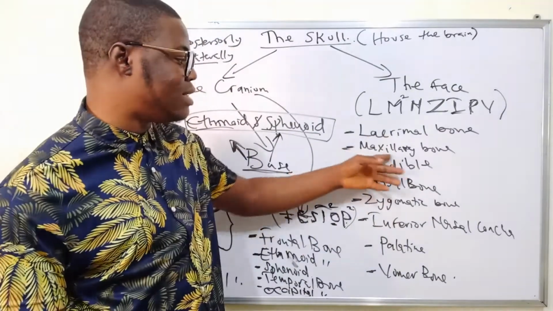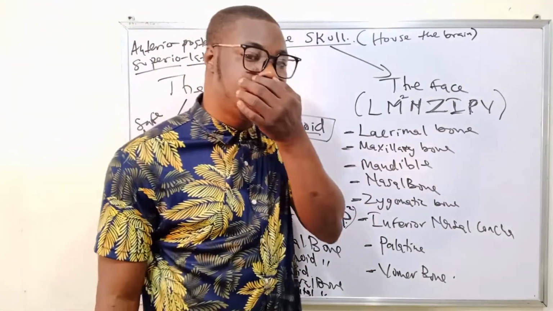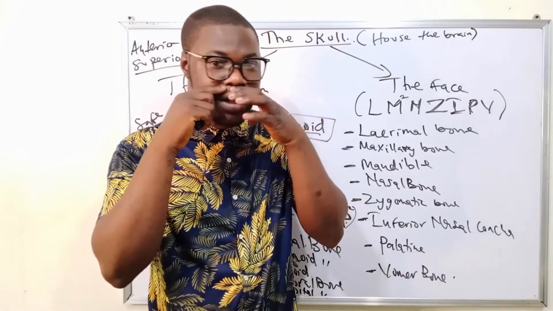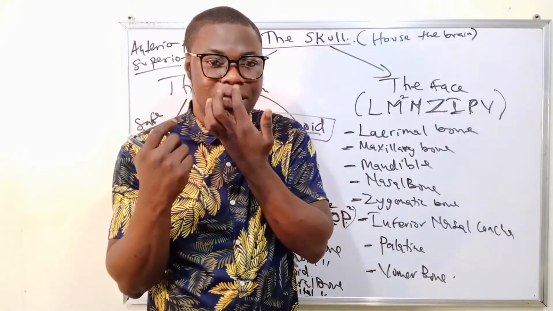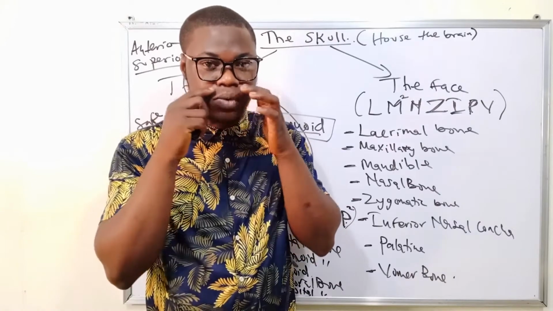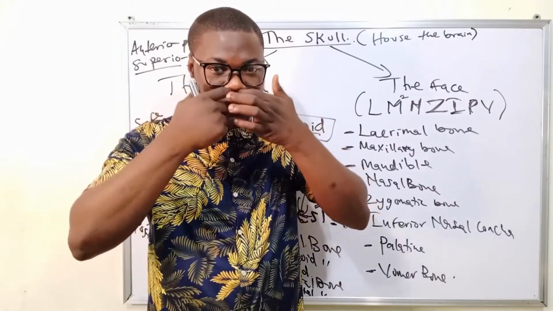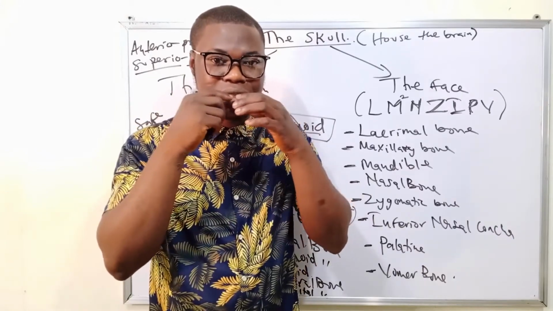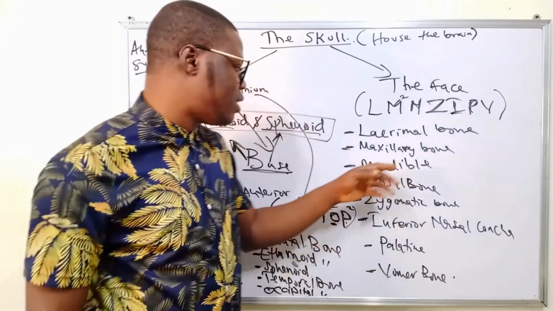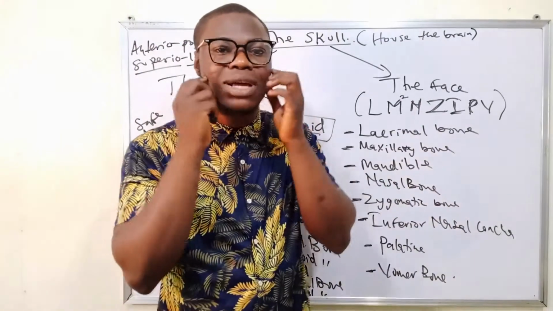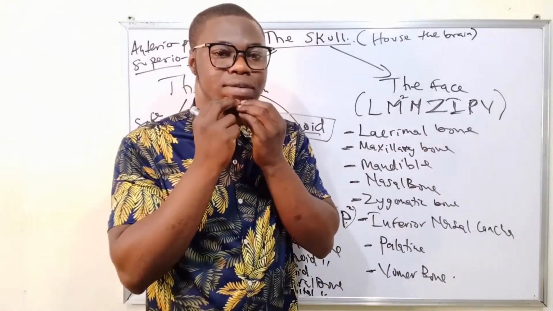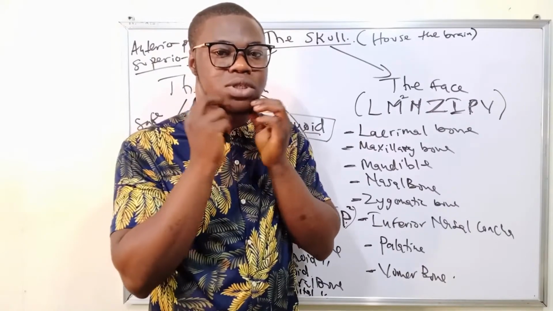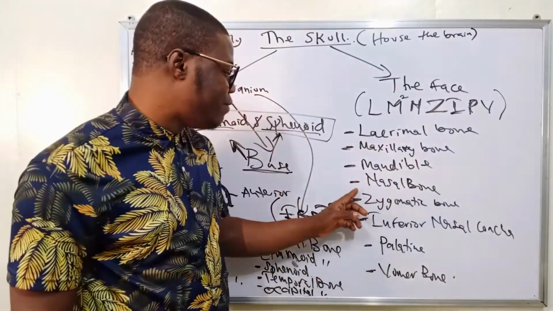For example, the maxillary bone is what forms the maxilla. The maxilla is right here. There are two maxillary bones, fixed at this position, fitting together at this point. That is where the upper teeth have their sockets. After that, we have the mandible, the bone that forms the chin, everything right here, the lower jaw. The maxilla is called the upper jaw, and the mandible is the lower jaw.